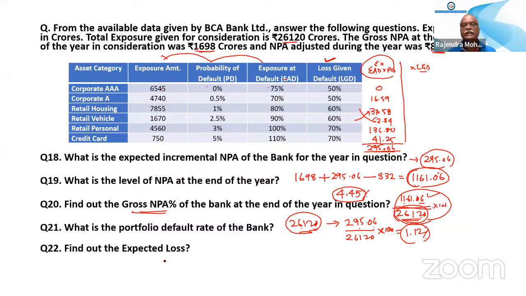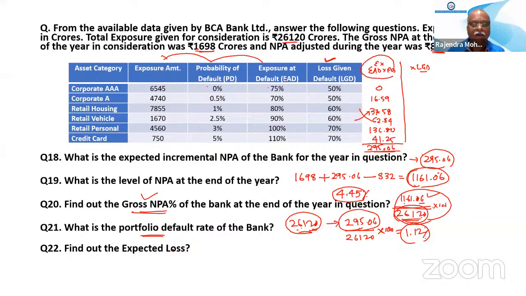Next is to find out the expected loss. For this, we will take the expected NPA of this year. The portfolio default rate of the bank is not about the past NPA. Out of the current exposure, how much is becoming NPA this year? Otherwise, if you take everything, that is the gross NPA. We are not calculating gross NPA again. We are calculating the new one: how much new NPA is converted from the total outstanding loans or exposure. From 26,120, this much is turning NPA. So this is the portfolio default for this year.